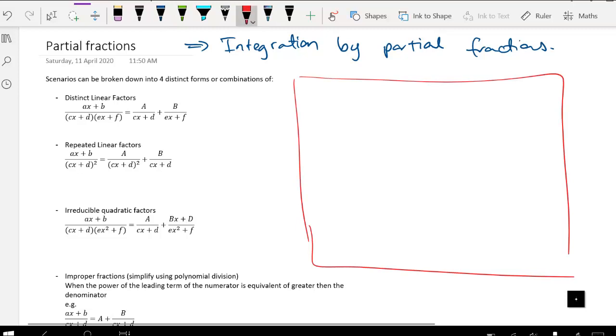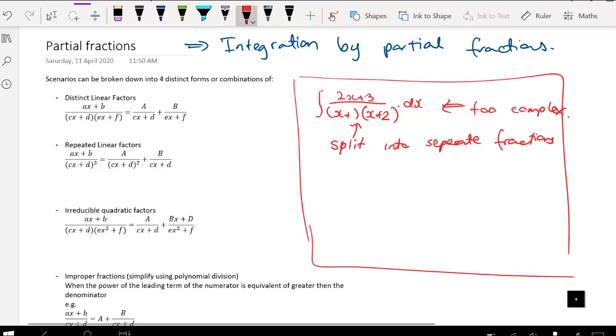So we're looking at scenarios where we have some fraction. So let's say (2x + 3) over (x + 1)(x + 2) with respect to x. The issue here is that the integration process, without splitting this into manageable forms, is going to be too complex. So what we're going to want to do is to find a process to split this into separate fractions so that the integrals will be simpler. So in this lesson today, we're not going to focus on the integration process. We're going to focus on the process of partial fractions.